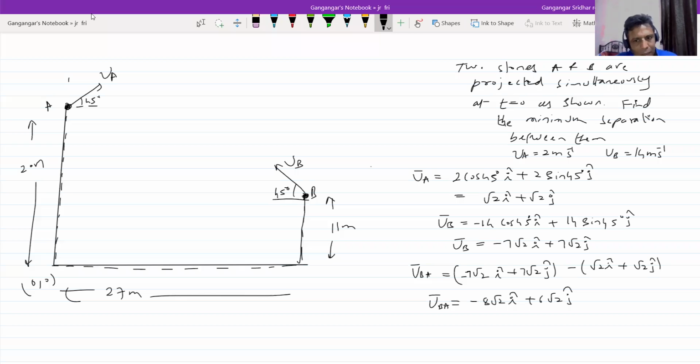So what is that path? It is giving minus 8 root 2 I cap plus 6 root 2 j cap. Tell me how it should be: first quadrant, second quadrant, third quadrant, fourth quadrant. This vector will be directed in the second quadrant.